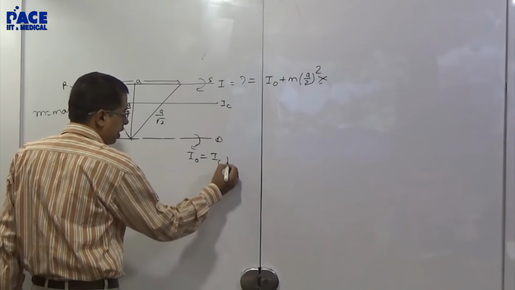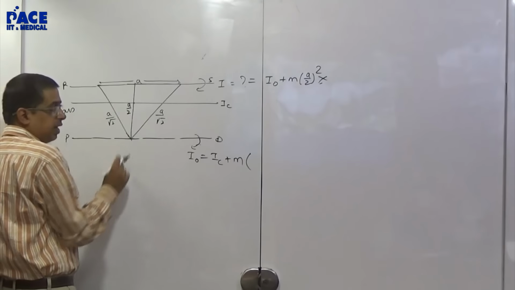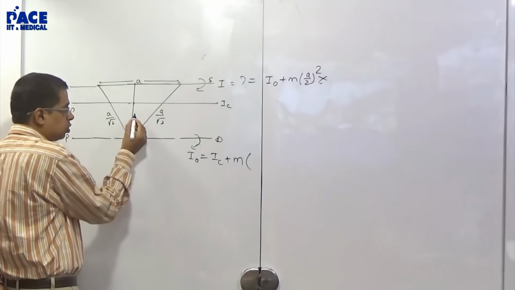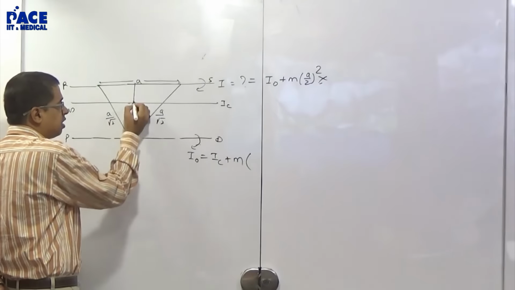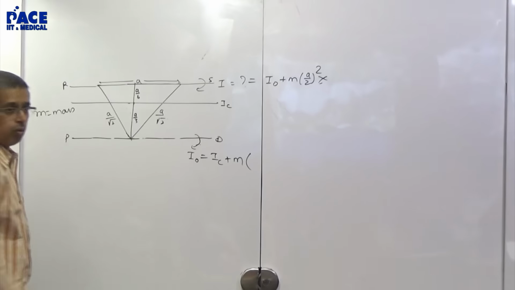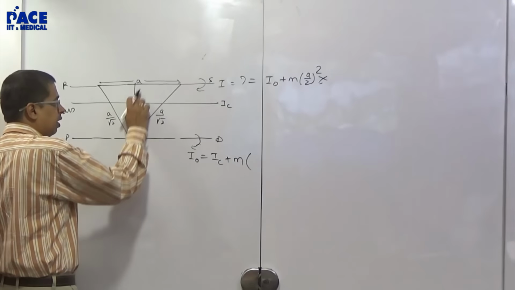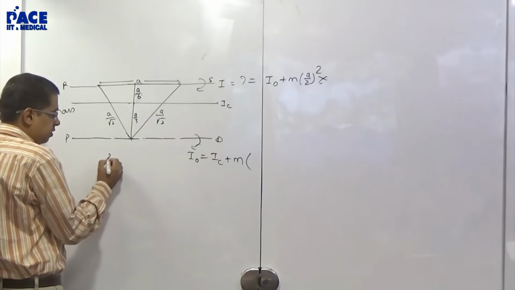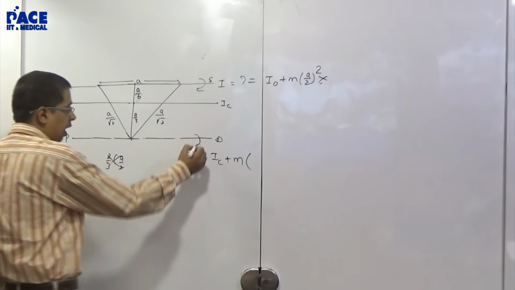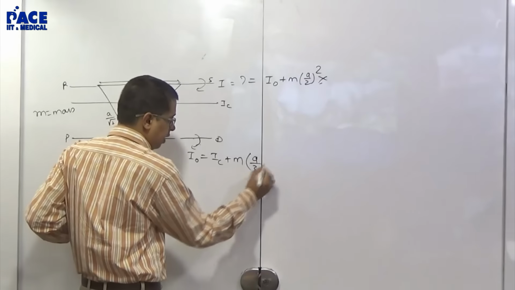This I naught will be I about C plus M into the centroid will divide the median in the ratio 2:1. So this length will be 2/3 of A by 2. 2/3 of A by 2 means A by 3. This length will be 1/3. This is A by 6. Yes or no? 1/3 of A by 2. That will become A by 6. This will be 2/3 of A by 2. This will be A by 3. Agreed? Now I about this axis which you gave me as I naught will be IC plus M into A by 3 whole square.